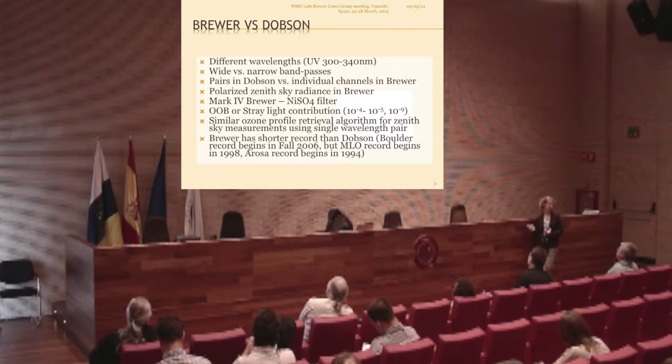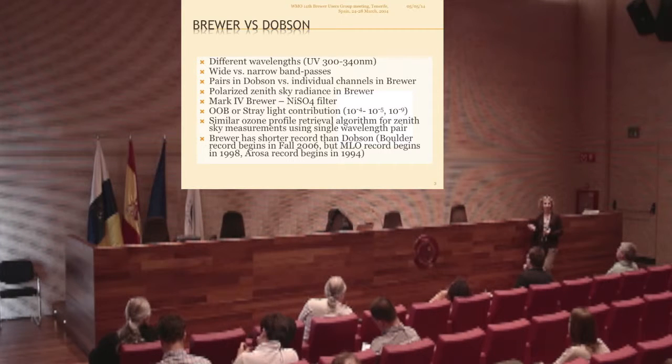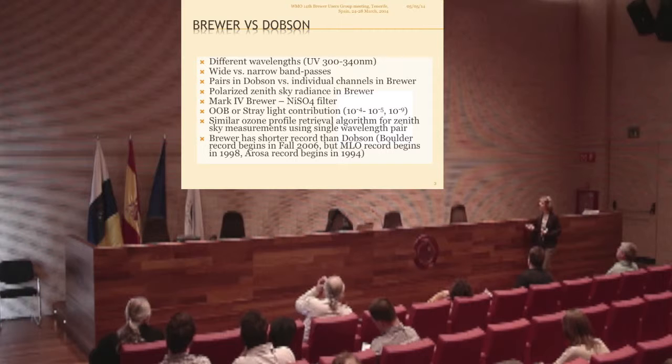But there is some price you have to pay using Brewer measurements, and that is that the measurement is polarized. In Dobson it's not polarized, and in Brewer it's polarized, which creates a little bit of a problem for me, because I haven't been able to totally reproduce the Brewer Umkehr measurements so far. So that becomes a challenge.